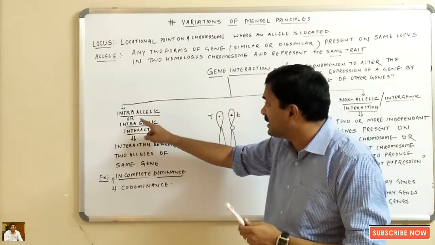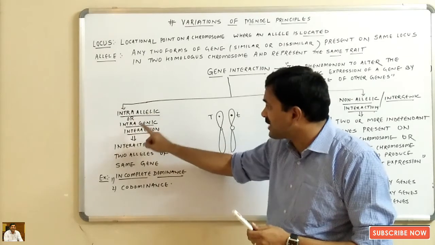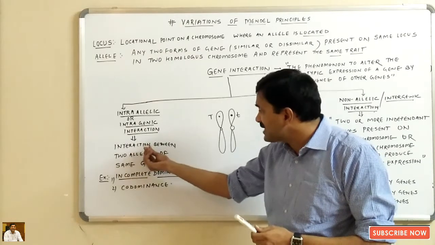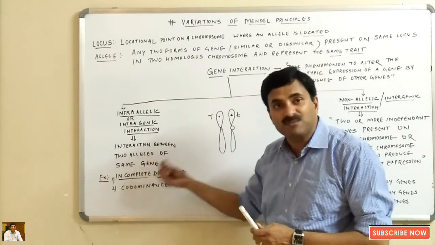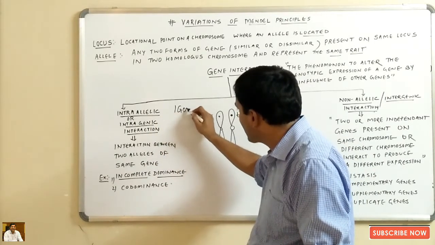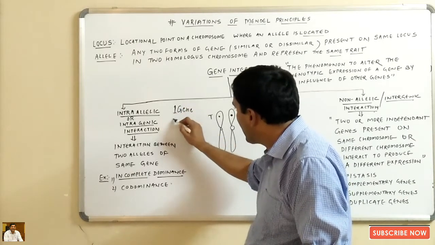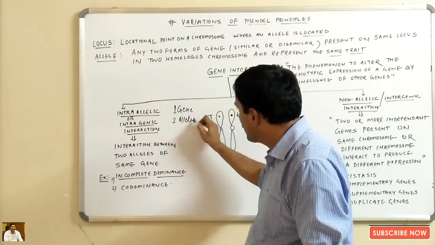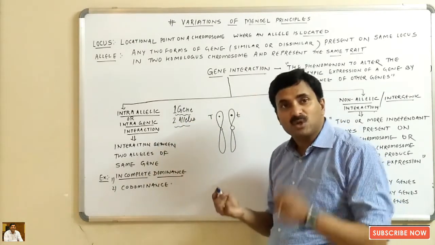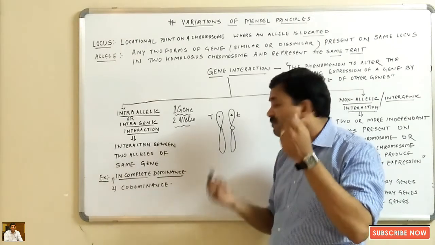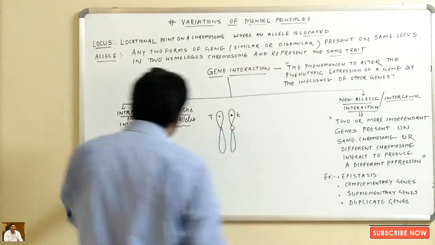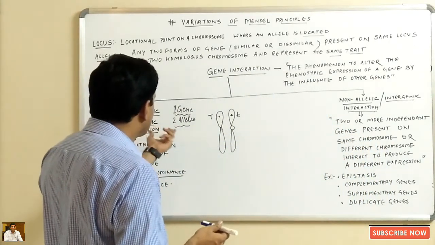Now first of all, let us discuss intra-allelic gene interaction, or intragenic interaction. What is this type of interaction? Here there is interaction between two alleles of the same gene. It means in intra-allelic interactions, the gene is one and the alleles are two. One gene and two alleles. So interaction between the two alleles of the same gene is called intra-allelic or intragenic interaction.